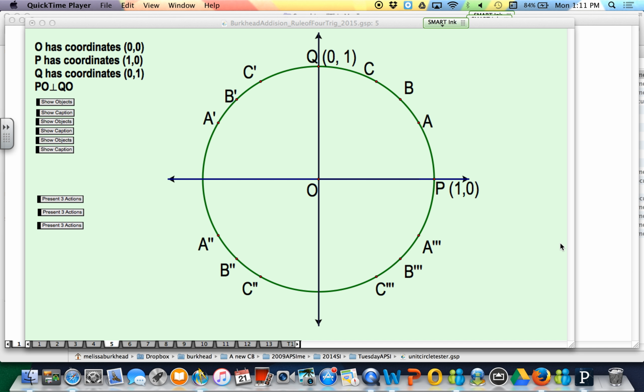We have a unit circle, and we're now going to give values to the point on the unit circle. Let's look at our givens. We're going to rationalize our denominators. Point O has coordinates 0, 0. Okay. Point P has coordinates 1, 0. So if point P has coordinates 1, 0 and O has coordinates 0, 0, what type of circle is this? It's a unit circle. Perfect. Q has coordinates 0, 1 and segment PO is perpendicular to segment QO.